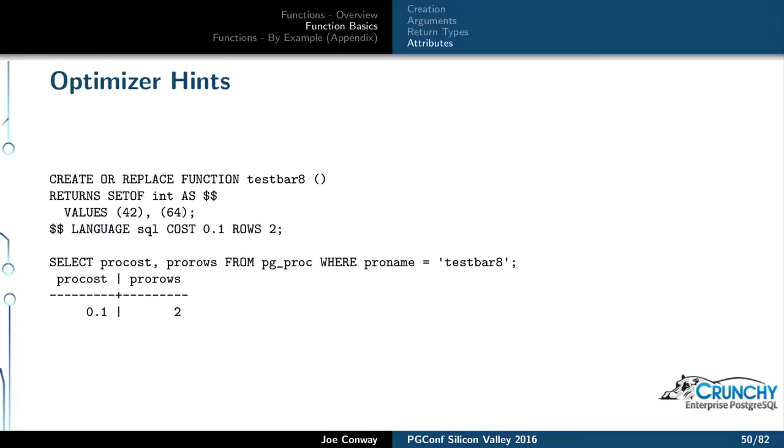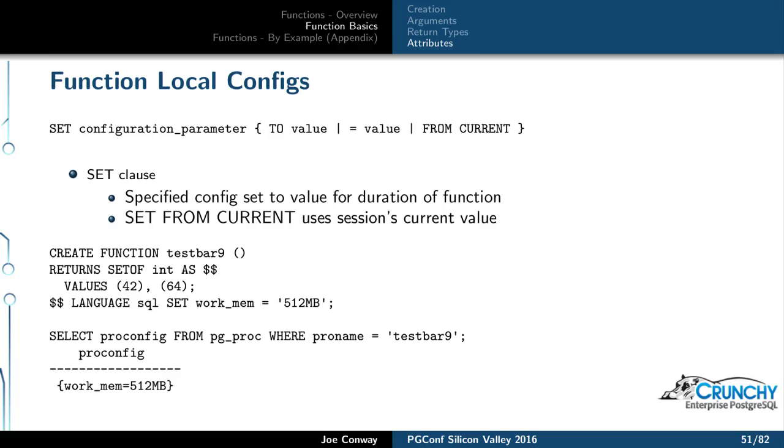So here you can see I created the function with a specific cost and rows, and then if I look in pg_proc, I can see that those are set. And finally, function local configs. As we talked about earlier, you can set a specific configuration parameter and bind it to your function. So here I can say that this function is going to run with a work_mem of 512. Another useful case for this is to set a specific search path.